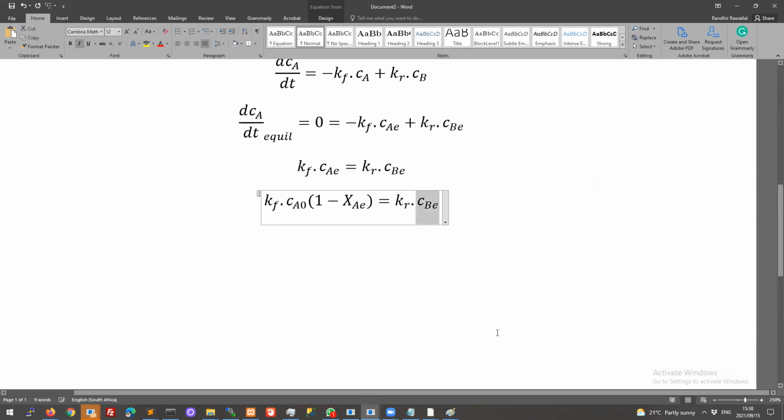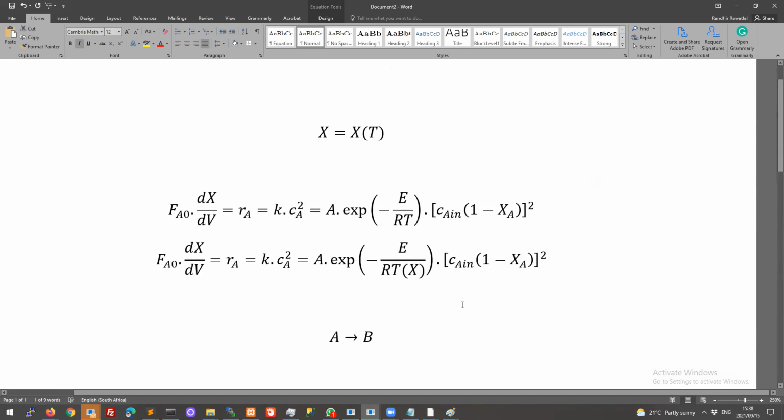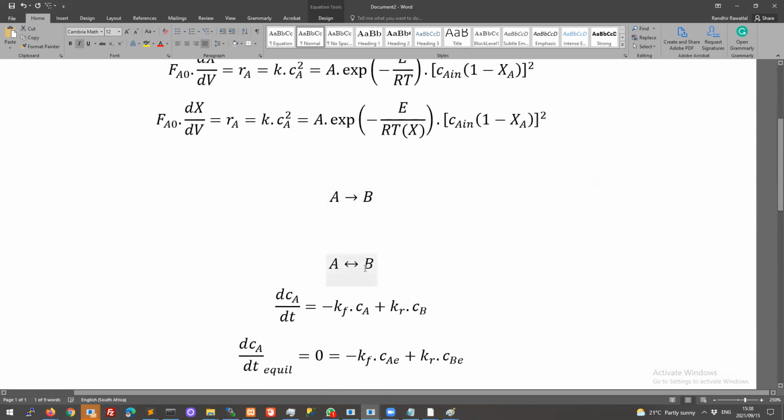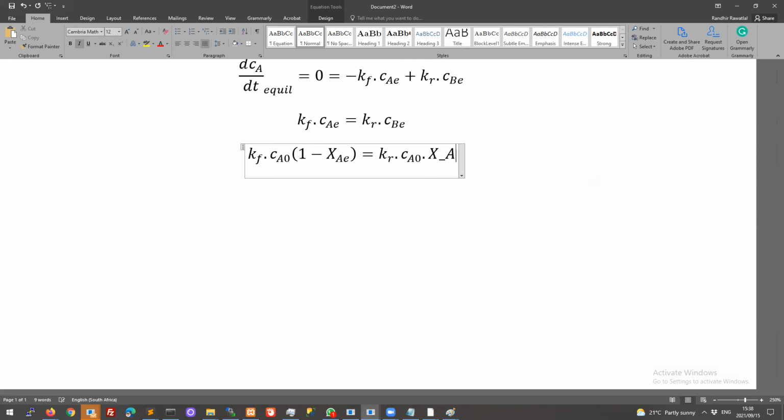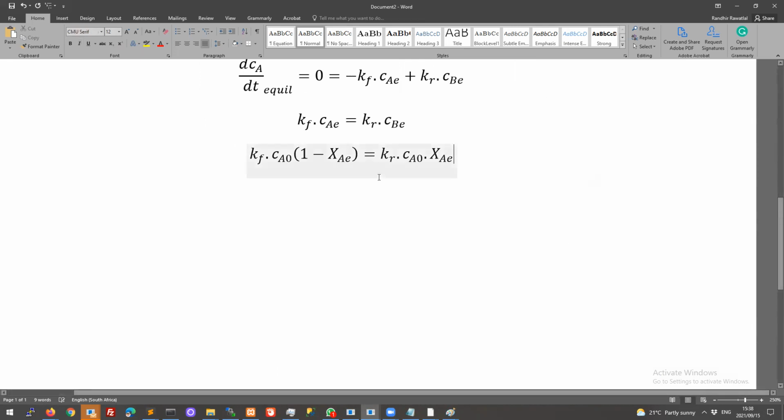Now B is the product, right? And just remember, B is the product here. So you've often seen B as another reactant. Here there's no other reactant, B is the product. So CBE, B is produced from A. So we can say the amount of B that gets produced is the amount of A that's been converted. And we are looking at the equilibrium condition here. So this is XAE, right? So this is the condition that applies at equilibrium. And we can see in this equation, we can cancel the CA naughts.